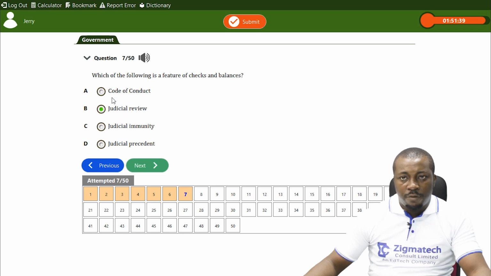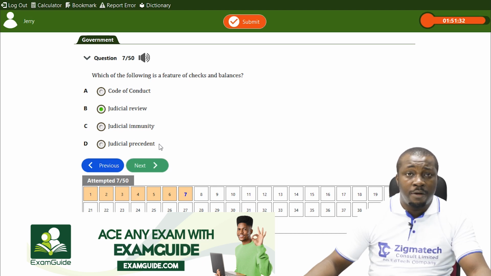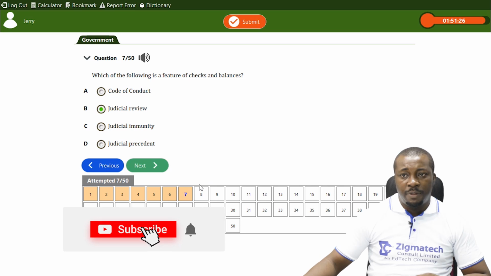Code of conduct, which is A, is not the answer. Judicial immunity is not the answer. Judicial precedent is just the rulings of a higher court, especially the Supreme Court. So judicial review is how the judiciary checks other organs of government.